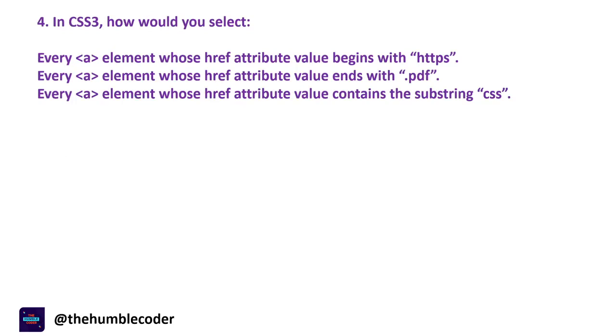So in CSS3, how would you select? There might be different scenarios given to you, and you will be asked these kinds of questions in your interview. The first question is: every anchor element whose href attribute value begins with https. Now this is very helpful when you have to work with links or files. Suppose you have a link and you have to check whether that link is a secured one, so you have to check whether that link starts with https. You can use this property. Okay, so let's see how you can do this.